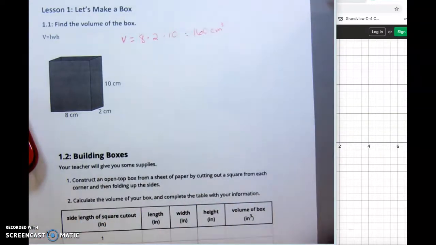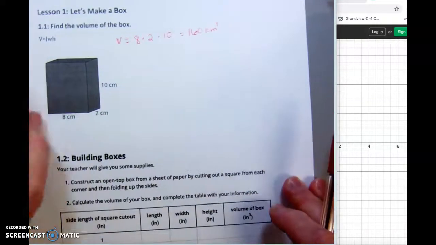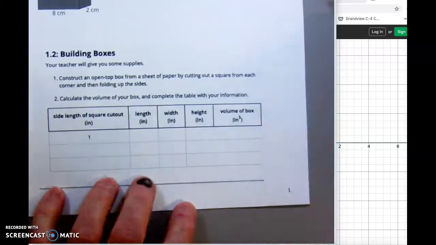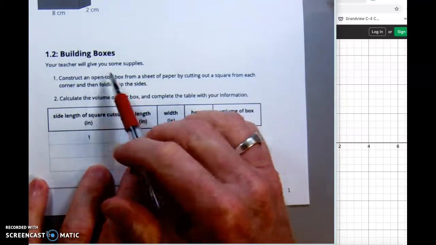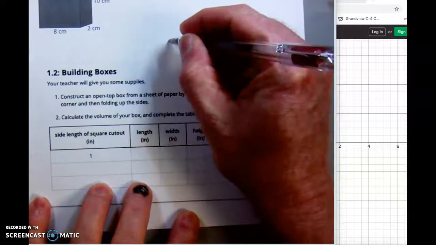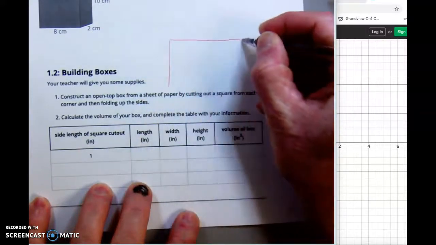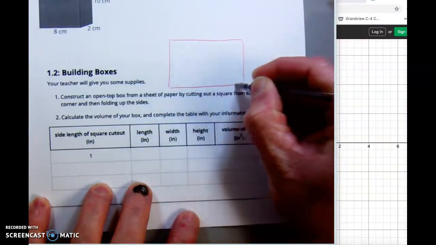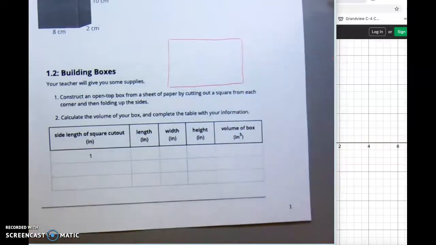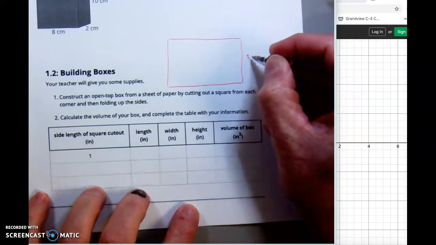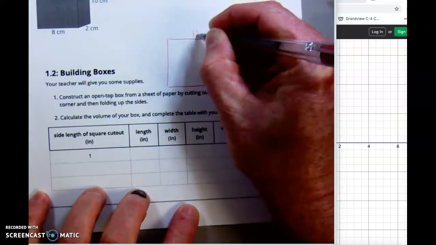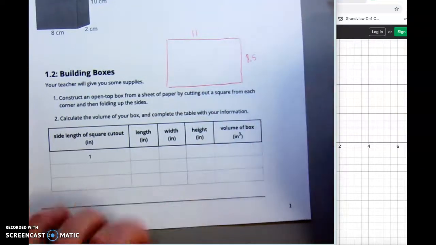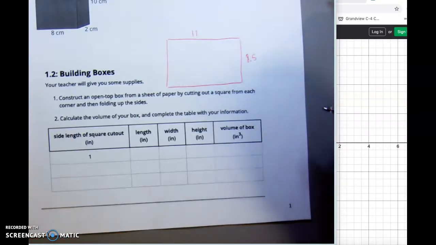All right, so we're going to use that idea. We've got to remember that from geometry to take our next step here. We're going to start working with polynomials. Instead of giving you some supplies, I'm just going to talk you through this. So we're going to start with an 8.5 by 11 sheet of paper. Just a regular sheet of paper.